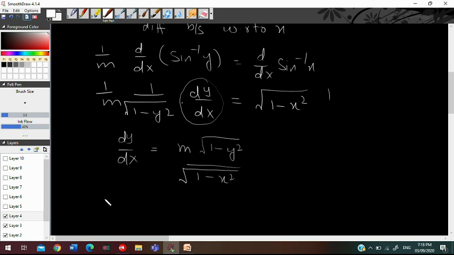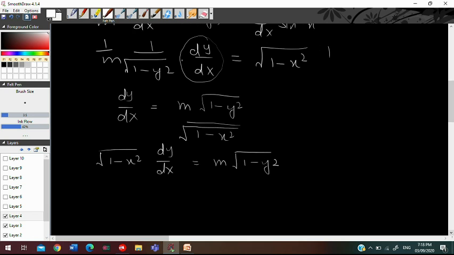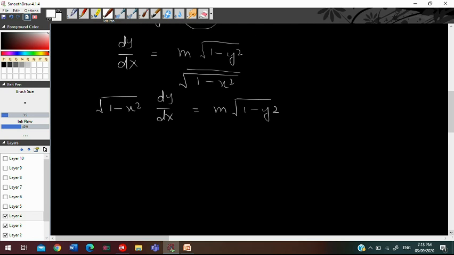And if I bring this over here, (1 − x²) dy/dx equals m(1 − y²). In the statement which we have to prove, they have used y1 and y2, so we can replace dy/dx by y1. So I write (1 − x²) y1 equals m(1 − y²). Now squaring on both sides.